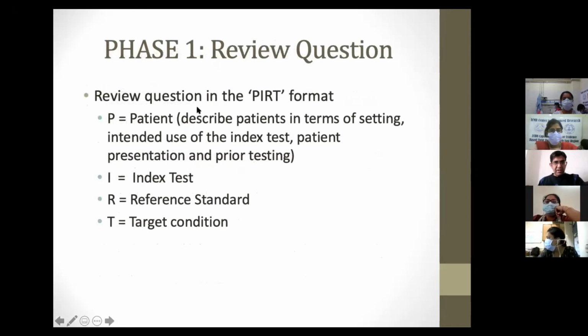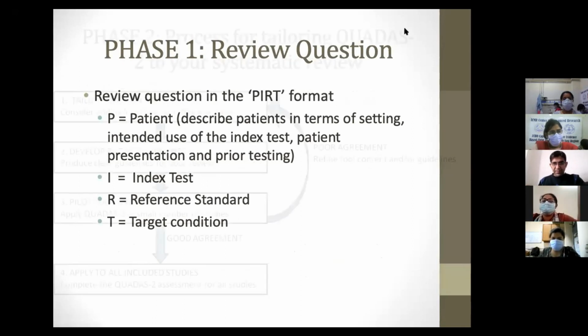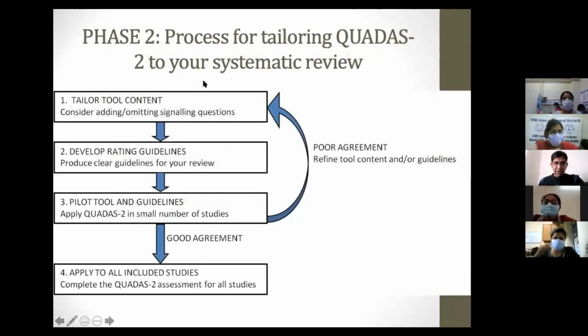So in phase one, that is the review question, we break down the question in the PIRT form. Then we tailor our QUADAS 2 according to our review question. And once there is good agreement, we apply it to all the included studies. And if the agreement is poor, we again go to the tailoring step. Then we tailor the tool again, and we again produce guidelines on how to use the tool, and then we pilot the tool and the guidelines.